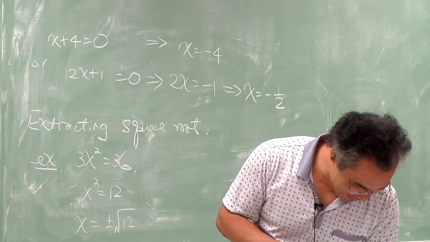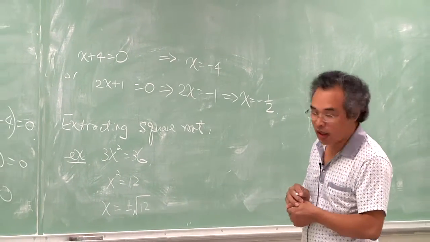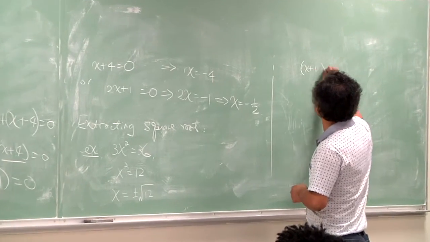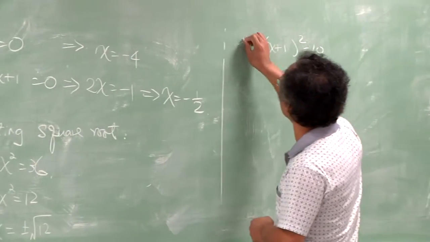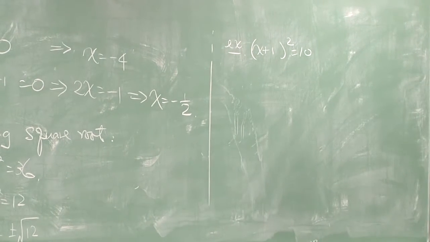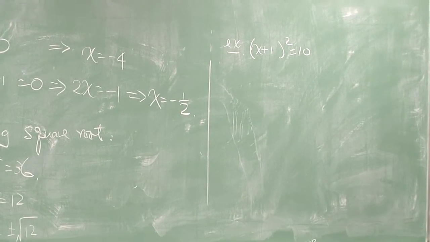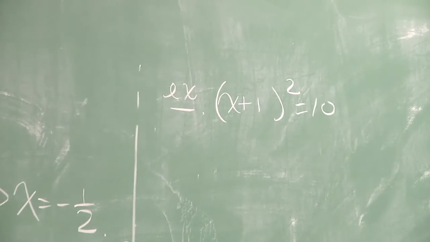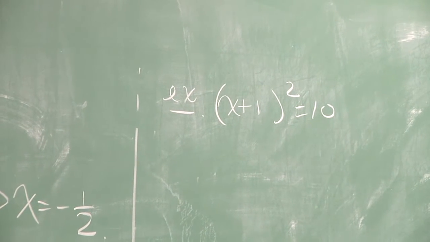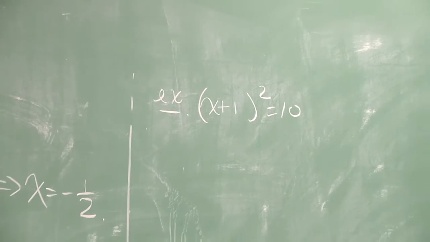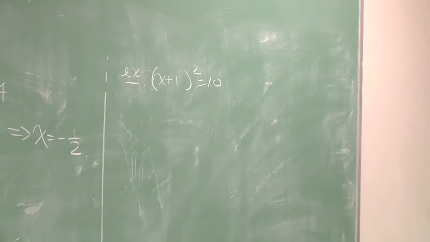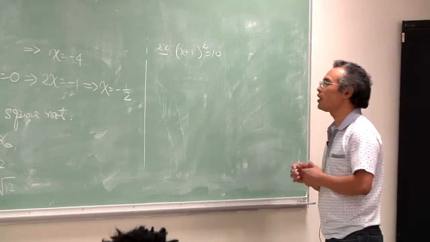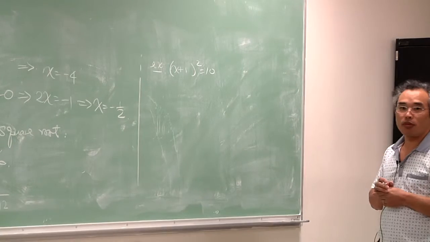No? Okay, why don't we do another one, using the extracting method. Okay, this time we got (x+1) squared instead of x squared on the left and the 10 on the right side. So obviously we can use the extracting method to solve the equation if you take a square root on both sides, since we already have a square. So that's when you use the extracting square root.